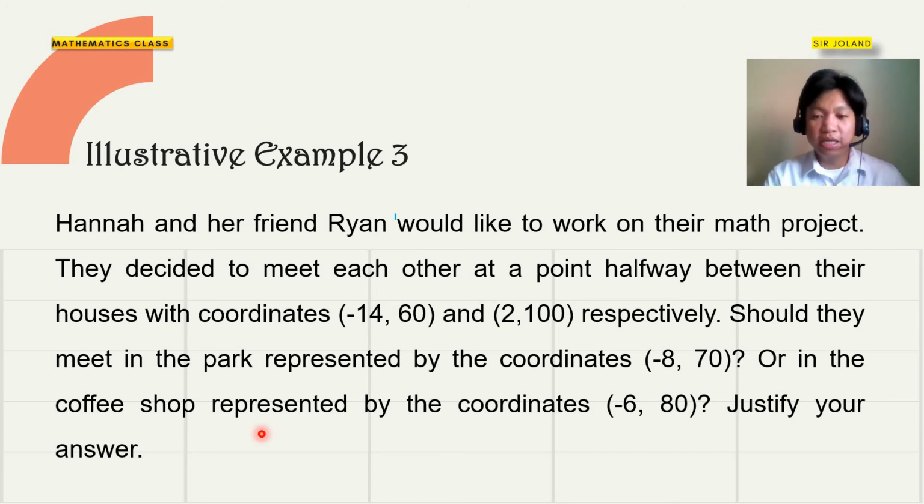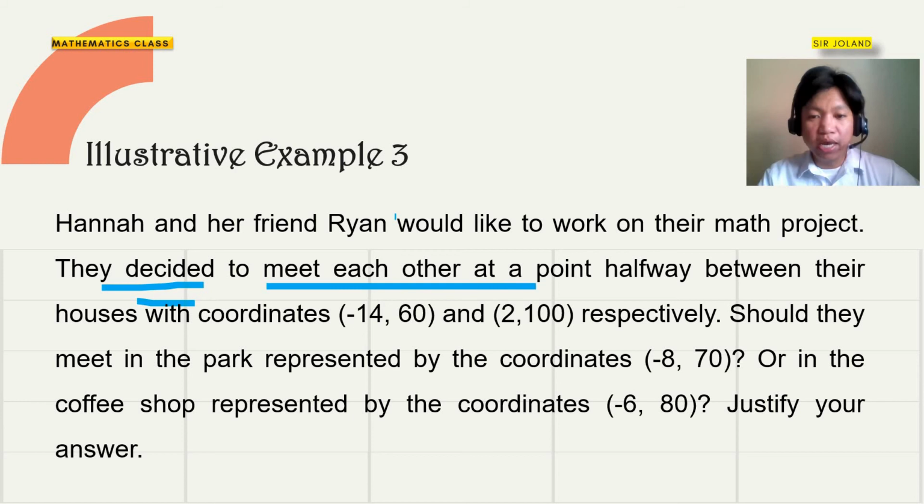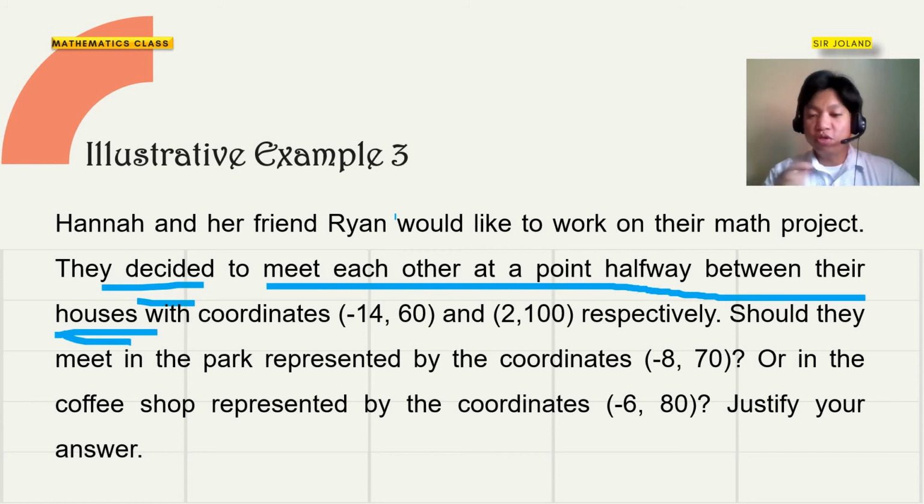So may mga coordinates na nilagay kasi nga iplinasta natin ito sa Cartesian plane. So to be accurate, gumagamit tayo ng mga coordinates niyan. So ngayon, saan ba sila dapat magmi-meet? Sa coffee shop ba or sa park? Para ma-meet nila yung condition na they're going to meet each other. Okay? Ito ang kanilang napag-usapan. They decided to meet each other at a point halfway between their houses. So, yun yung napag-usapan nila.